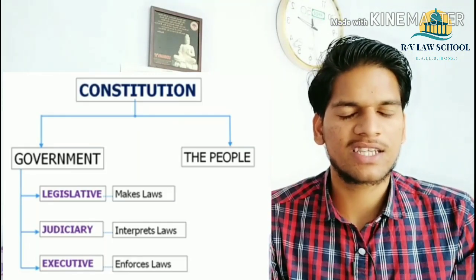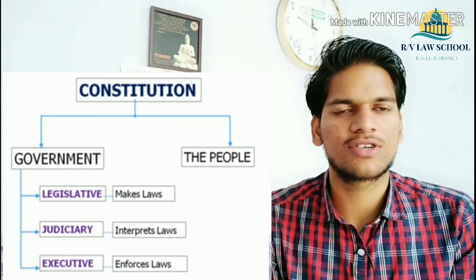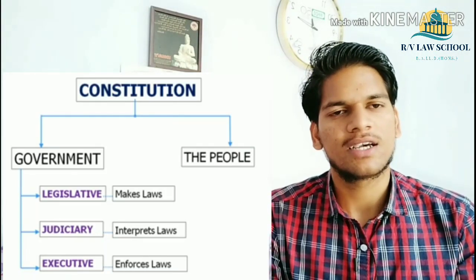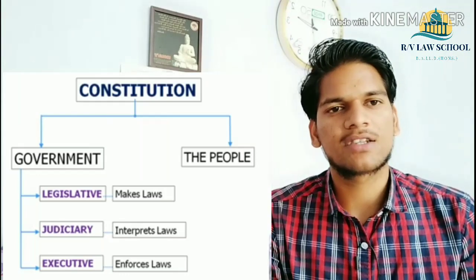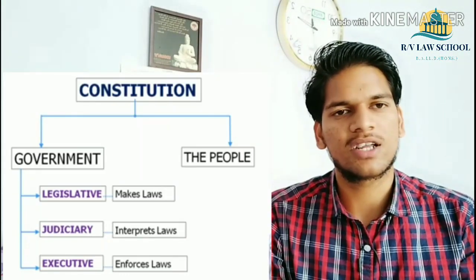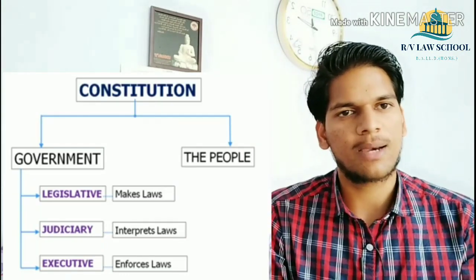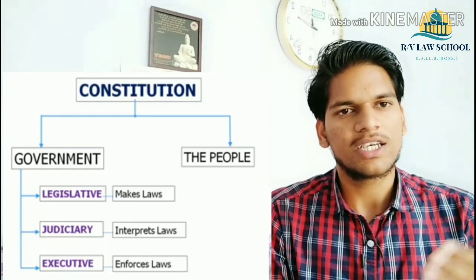So if we talk about government, government has three main organs. The first one is executive, the second one is legislative, the third one is judiciary. The first organ, that is legislative, makes laws. The main function of the legislature is to make laws. So the Constitution establishes the function of the legislature, that it makes laws.